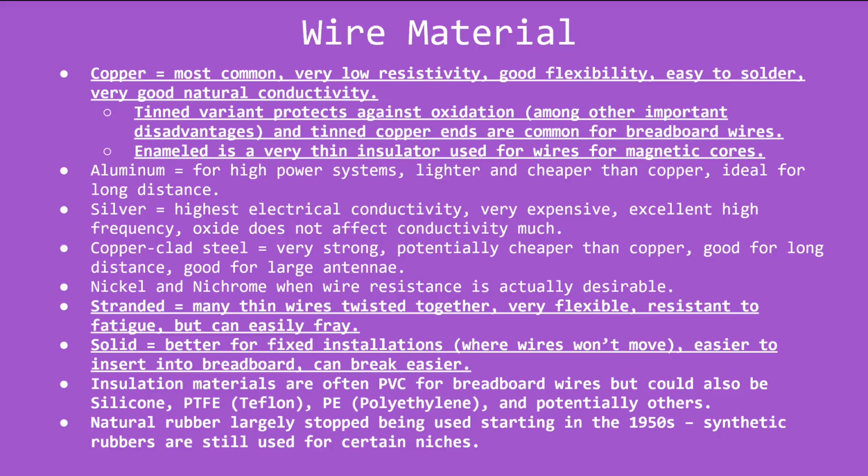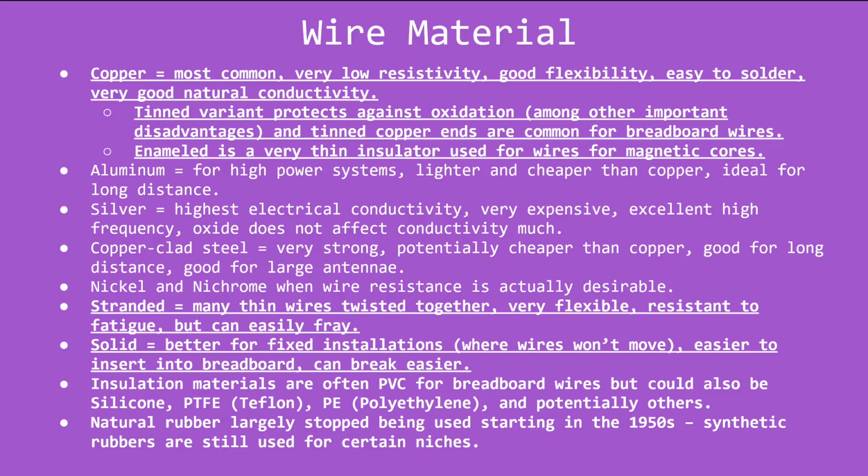Now, copper is the most common. It offers pretty low resistance, really good flexibility. It's easy to solder, and it has a very good natural conductivity. And both today and historically, it was the most common thing used for wires.